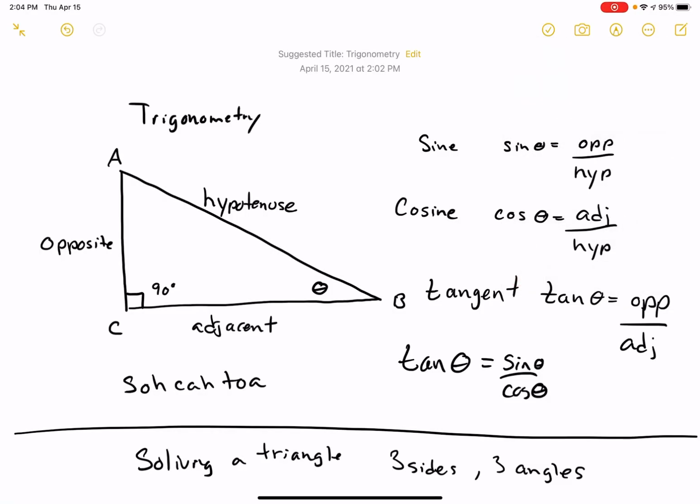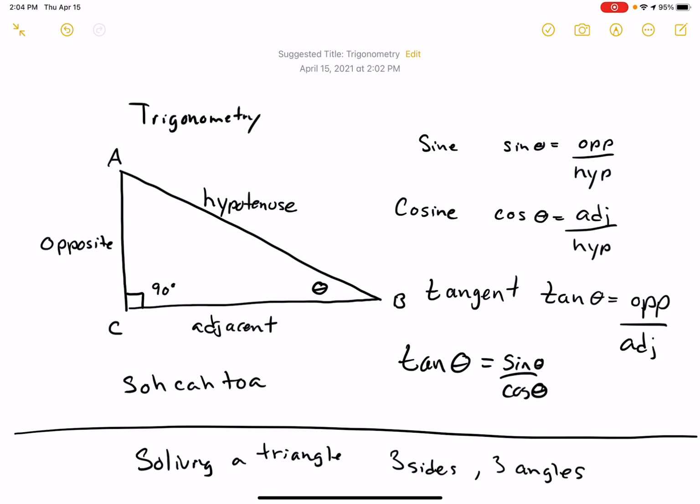Okay, so today we're going to talk about trigonometry. Trigonometry comes from triangle geometry, and so it's all based upon, initially, how the angles and the sides of a triangle interact with each other. In a triangle, you have three sides. Specifically, we're going to start talking about right triangles. A right triangle has a right angle in it, or a 90-degree angle.